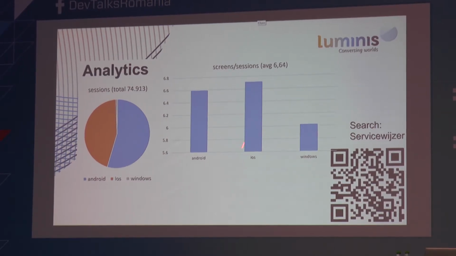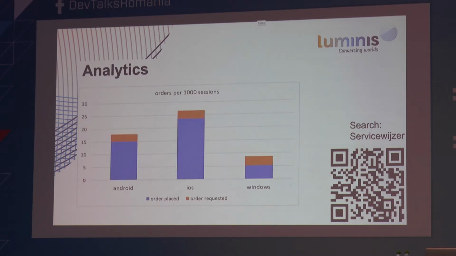Another interesting thing is that an iOS user visits more screens on the app than an Android user does. Why, I'm not sure. Maybe it works smoother, so they click through the app faster, or they just need more actions to get to where they want to go.